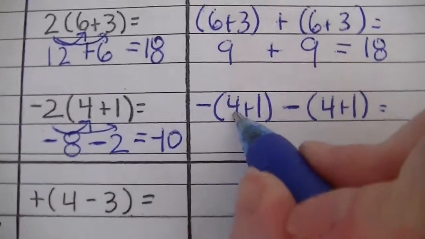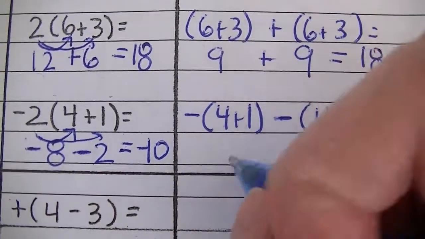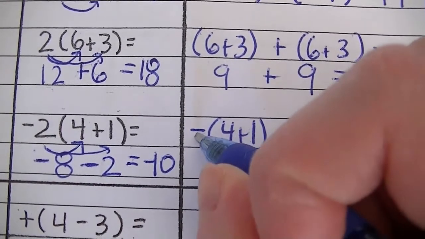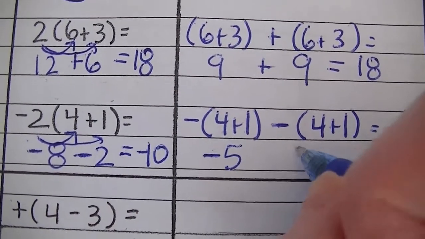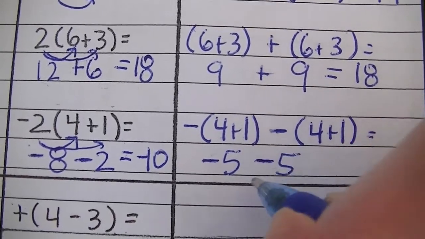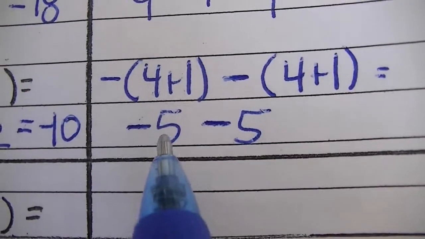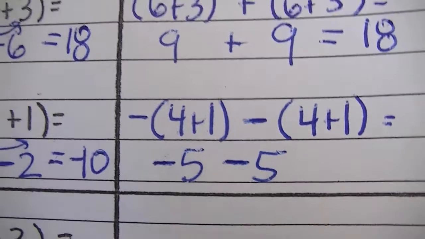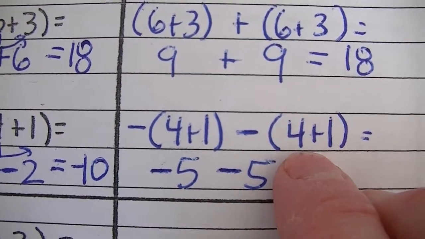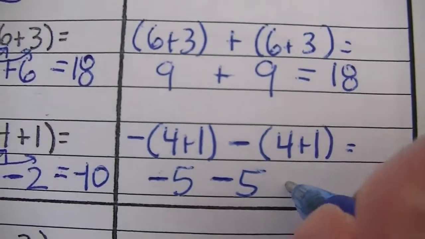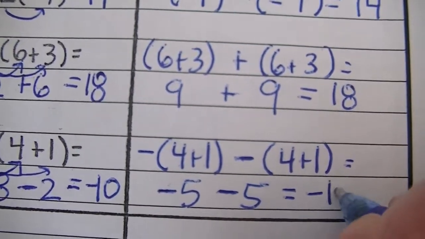So, 4 plus 1, well, that's 5. And then we got that negative, bringing it down. Then 4 plus 1 is 5, and then bring down that negative right there. So think of where you're at on the number line. You're 5 units to the left of 0 right now. Now you're going to go 5 more units to the left, placing you at -10. Okay?